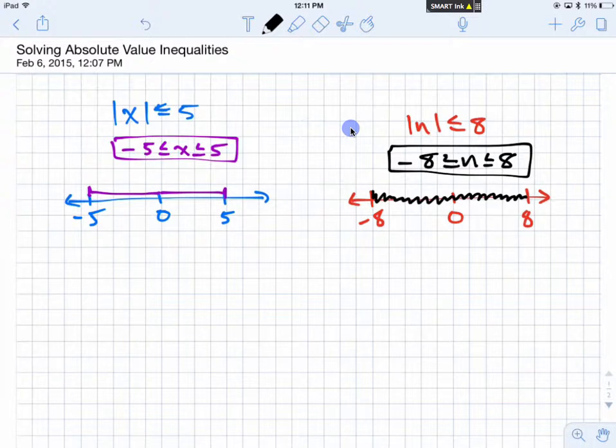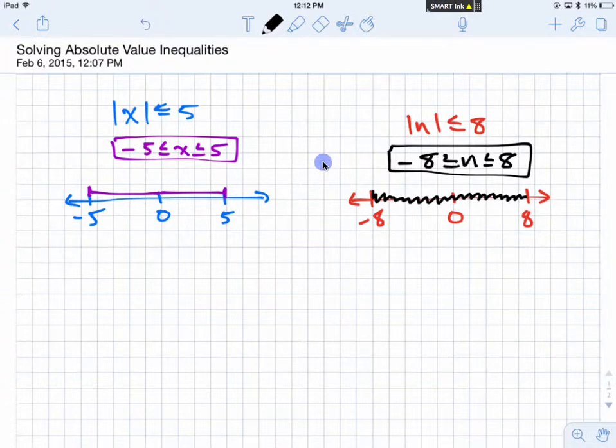So perhaps we're seeing a trend here: if we have the absolute value of some quantity that is less than or equal to a number, then positive 5 and negative 5, whatever this thing is, has to lie in between them. Or positive 8 and negative 8, whatever this thing is, it has to lie in between them.